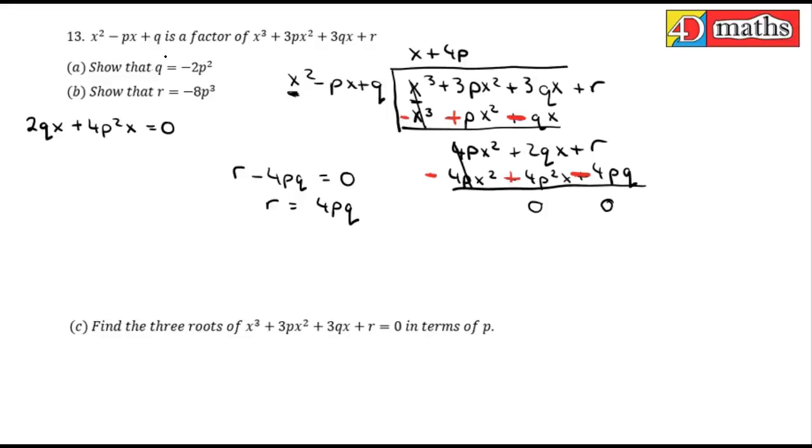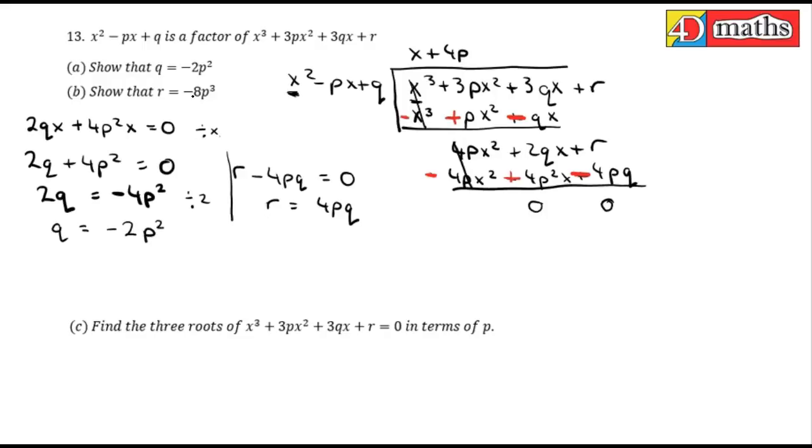Is that any relevance up here? Not yet. Okay, so we're going to maybe do a bit here. What's common that we could take out? Well, we could divide across by x here. So you're left with 2q plus 4p squared equals 0. So 2q is equal to minus 4p squared. Now if you divide across by 2, I'd be left with q is equal to minus 2p squared. That's exactly what I have here. Okay, so that's the first part of it.